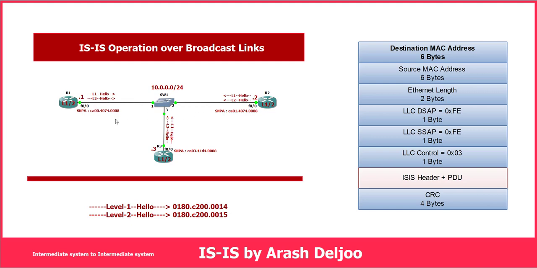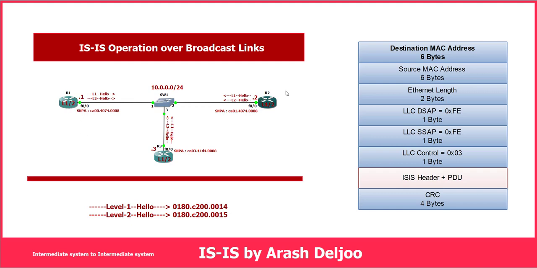And because I'm going to show you both types of hello, I am going to configure the three routers as level 1 2 routers. But assume that we configure all routers as level 1, we have only level 1 hello. If we configure all routers as level 2, we have only level 2 hello. Or if we configure all of the routers with level 1 2, we have the level 1 and also level 2 hello. I'm going to show you the last type.